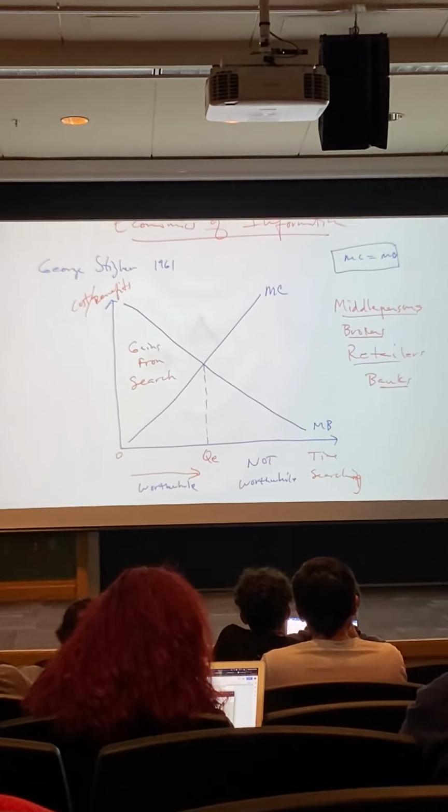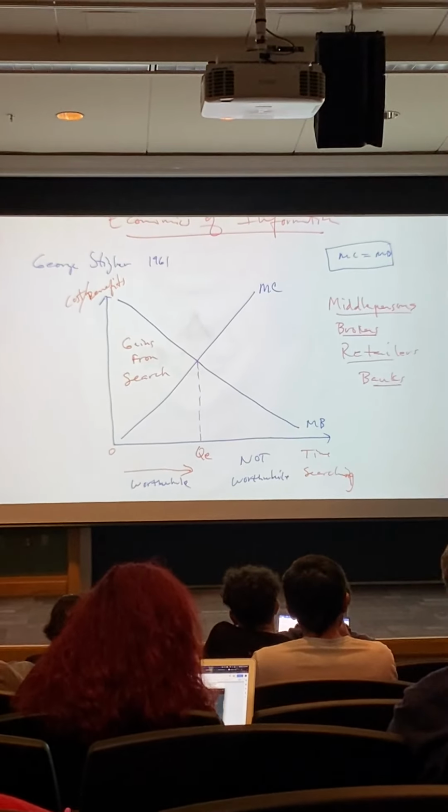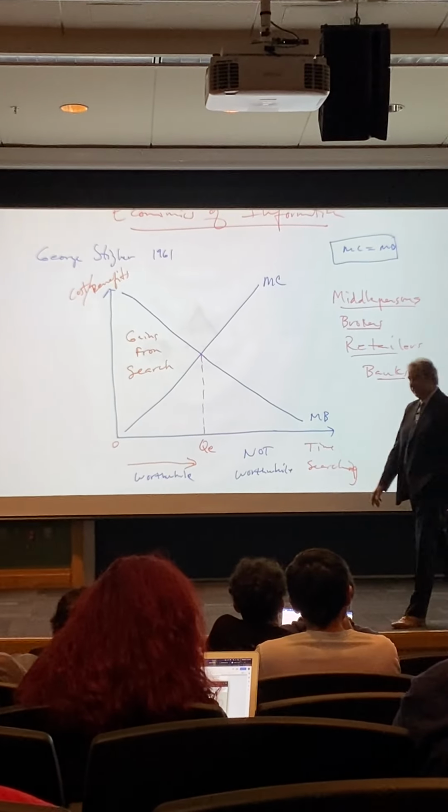Contrary to what a lot of people think, they'll say, well, middlemen, middle persons, they raise prices. No, they actually lower prices. Otherwise, you wouldn't be using them. You'd be doing it yourself, right?